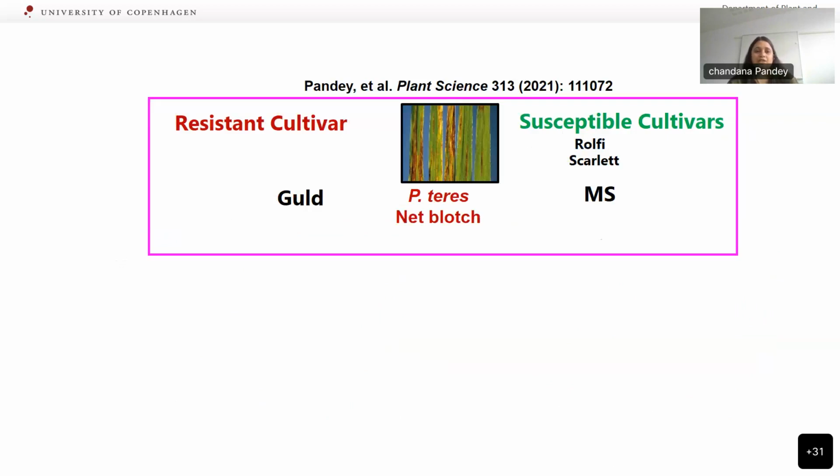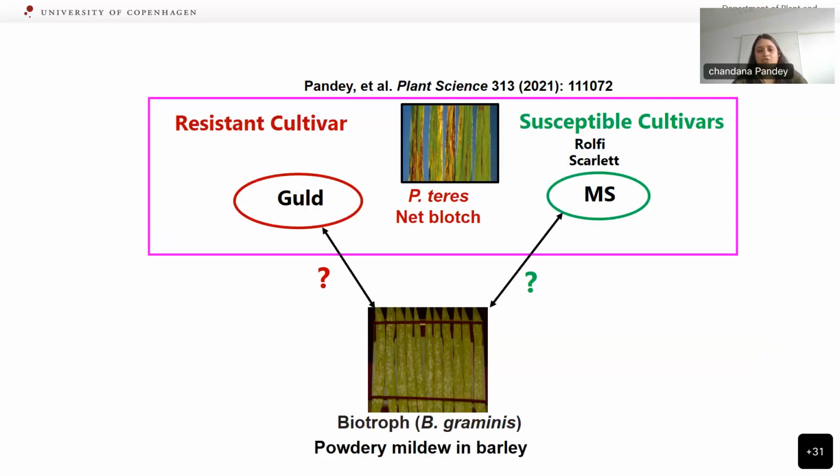So after studying this one, we identified the resistant cultivar, Gold, and the susceptible cultivar, MS Flat Plate. So we were interested to see what happens if we use the most resistant and the most sensitive cultivar for Blumeria graminis. So we took the two most interesting cultivars from the Pyrenophora teres study, and now we tested them for Blumeria graminis infection.